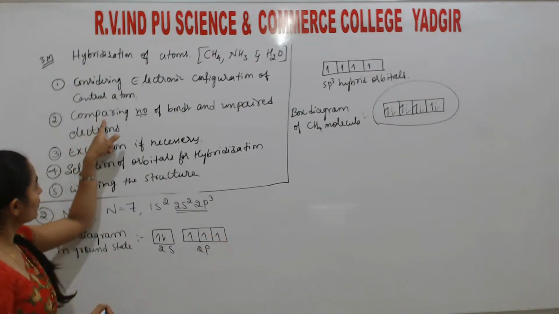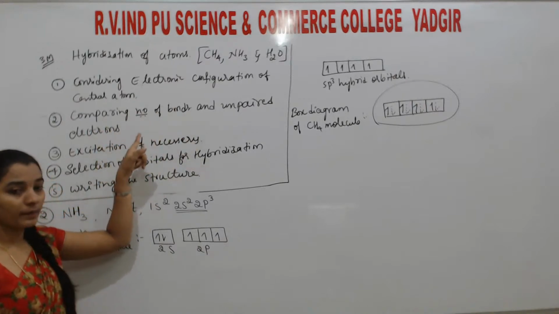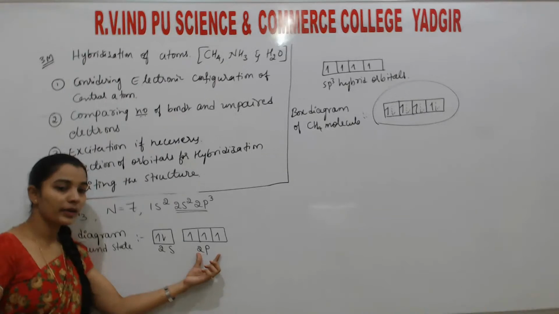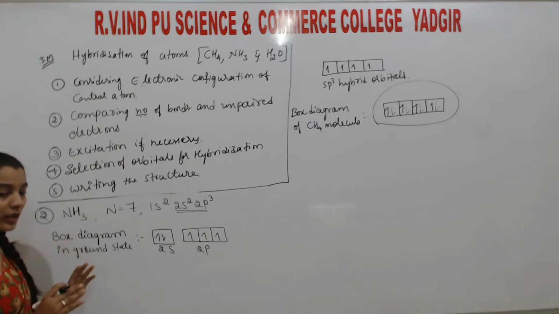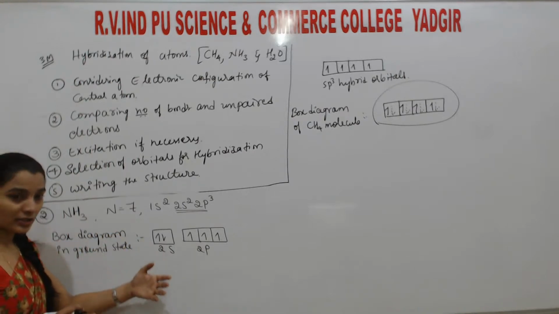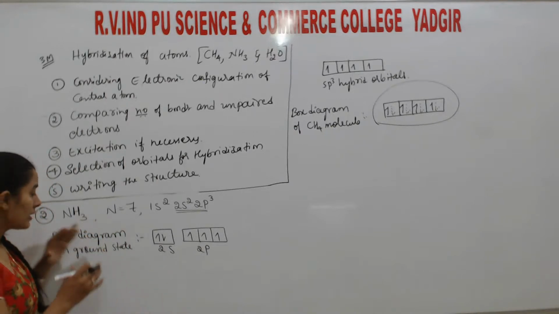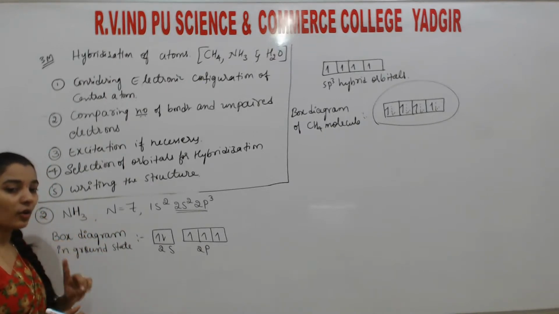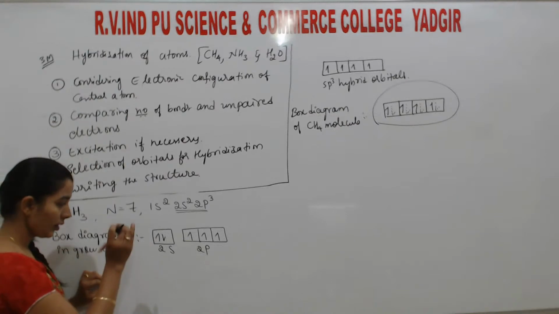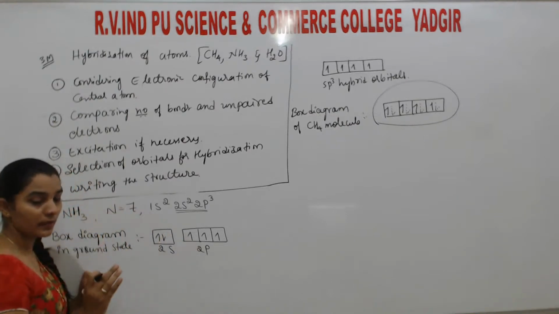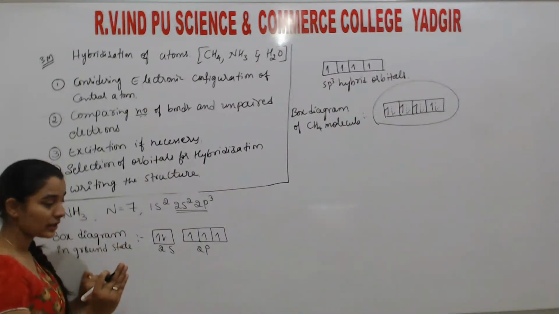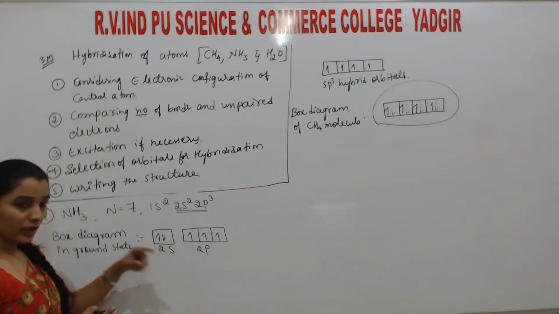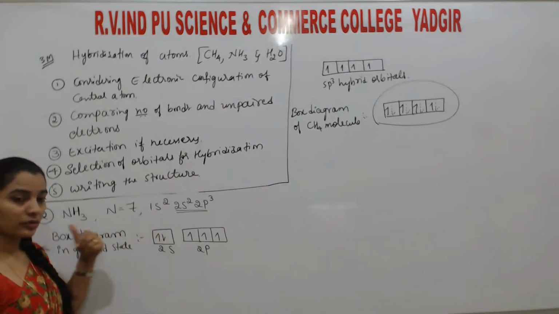So students, the second one is comparing the number of bonds and the unpaired electrons. Here the number of unpaired electrons is 3, and the number of bonds is also equal to 3. Then no need for further excitation. Means if the number of unpaired electrons is equal to the number of bonds required, then no need for excitation. Are you getting the words? Initially in carbon, unpaired electrons are 2, bonds are 4. That's why we do excitation. Here no need of excitation because the number of electrons available is equal to the number of bonds.